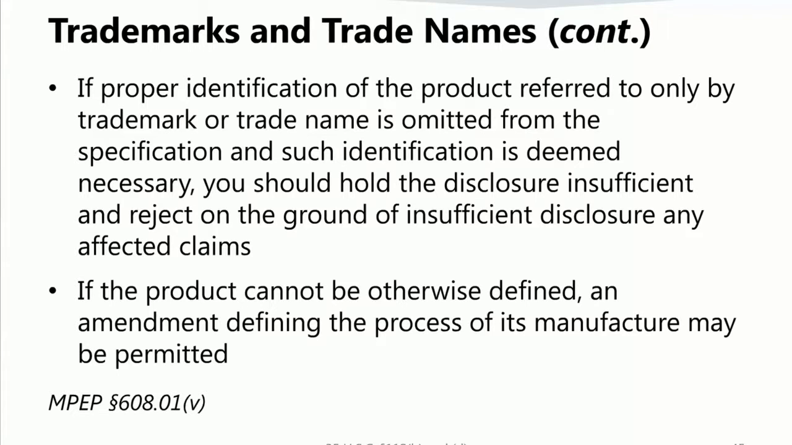If the product cannot be otherwise defined, an amendment defining the process of its manufacture may be permitted. Such amendments must be supported by satisfactory showings establishing that the specific nature or process of manufacture of the product, as set forth in the amendment, was known at the time of filing of the application.